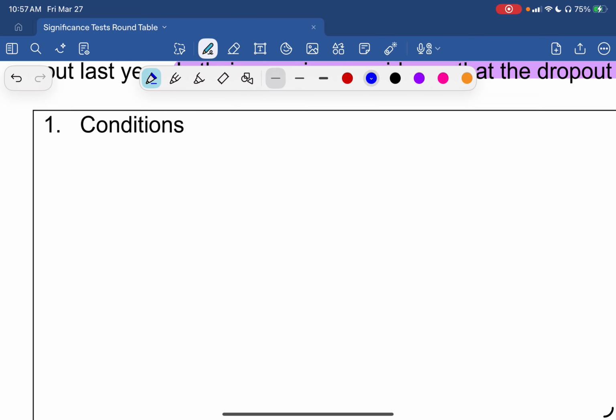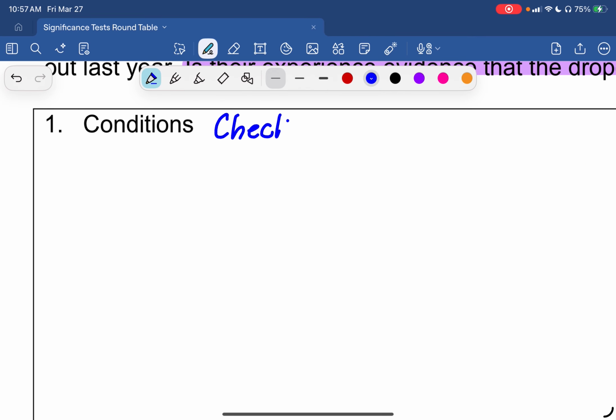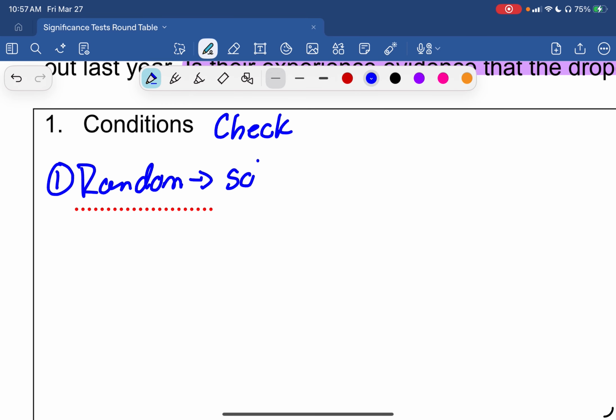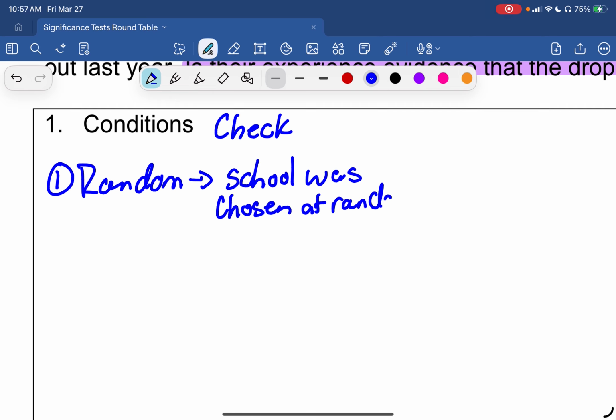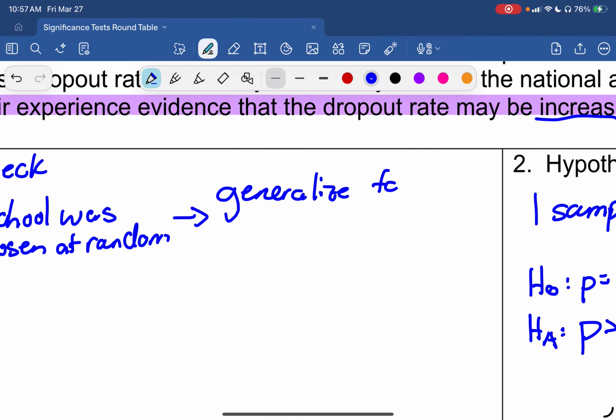Now, before we can go through and actually check that, we need to check our conditions. This is your check step. Was it random? In the problem, we don't necessarily know, so it could be an issue. What we're going to say is that the school was chosen at random. And we care about that because we can now generalize to the population.